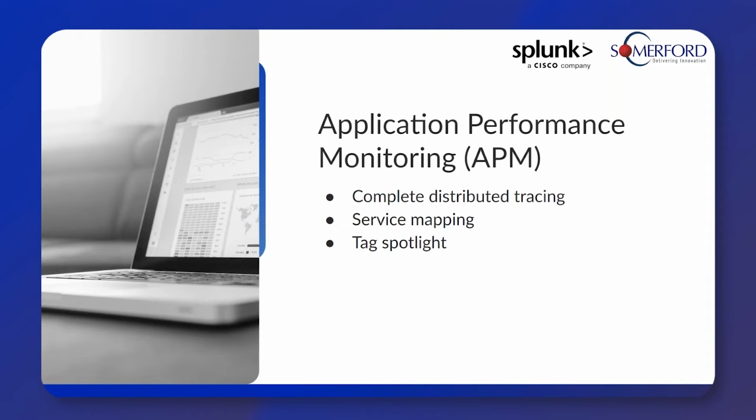You get the service mapping feature. Splunk's APM dynamically generated service maps provide DevOps teams with out-of-the-box visibility into all service interactions, inferred services, dependencies, and performances. We're going to see that and how user-friendly that is in a moment. We also have the tag spotlight, which allows us to quickly correlate events and provides a central location to understand how traces behave across your entire system.